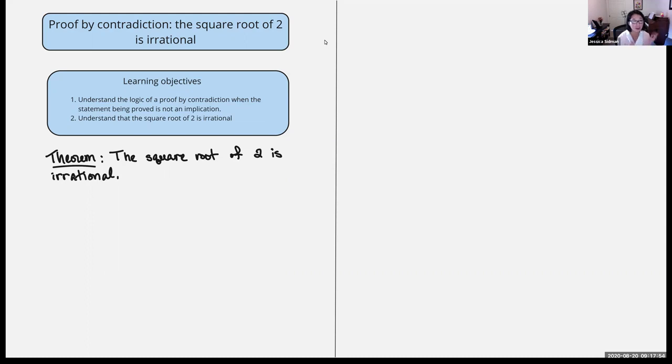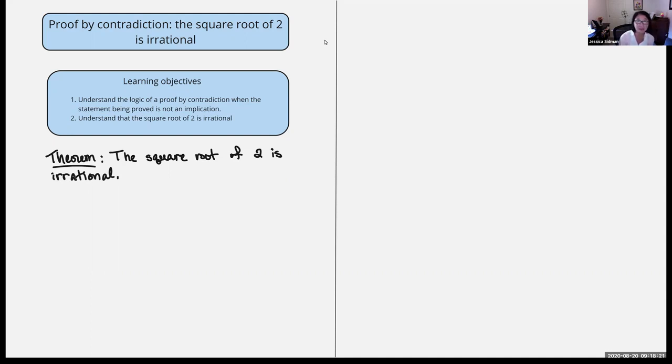Okay, so the goals, my learning objectives, are for you to understand the logic of a proof by contradiction when the statement being proved is not an implication, and to understand that the square root of 2 is irrational. And then in class, we're going to do a few more proofs from number theory, building on this kind of idea where they're not implications. Okay, so what are we going to do?